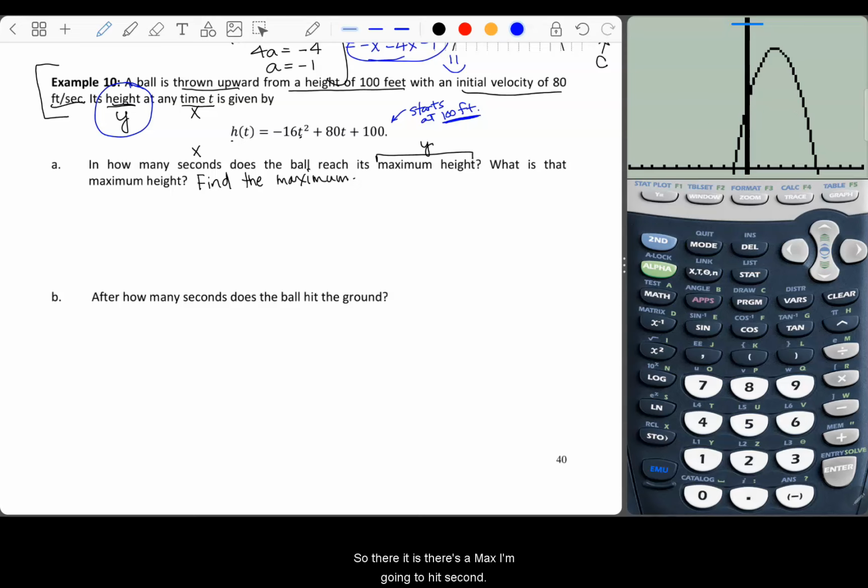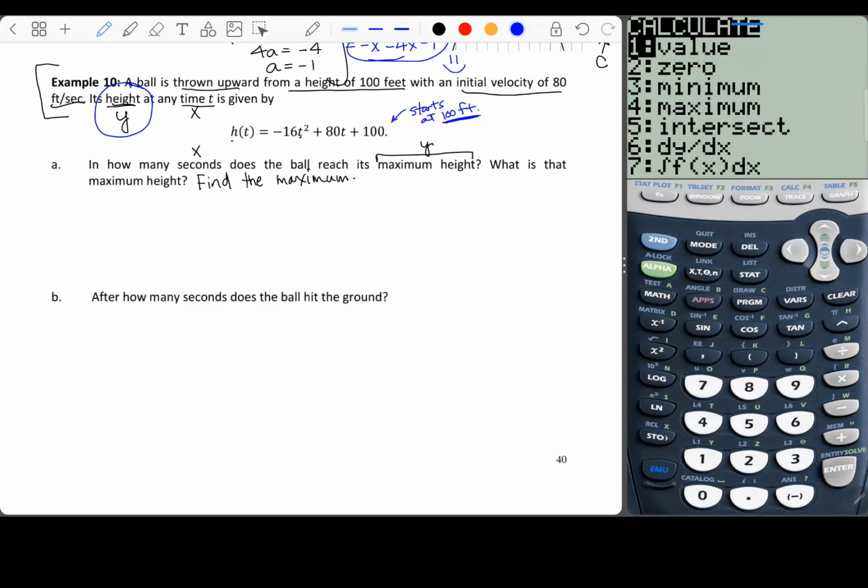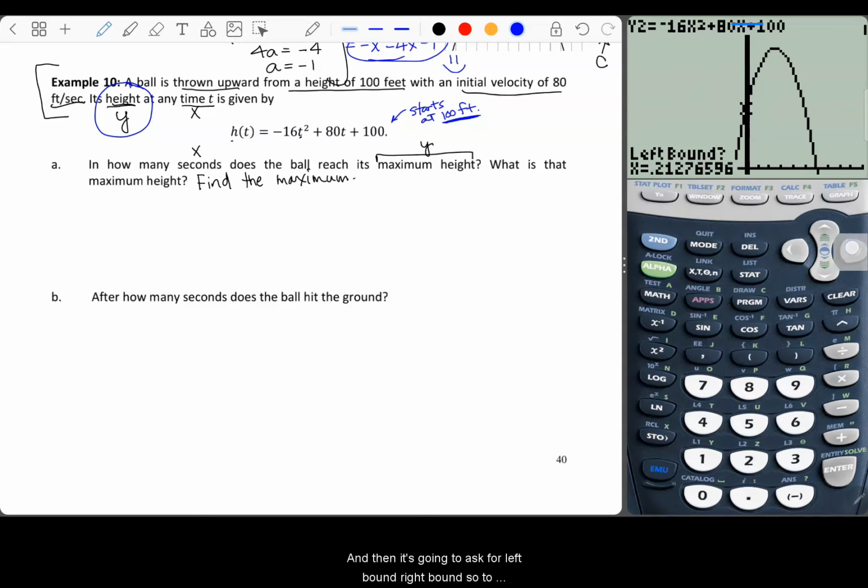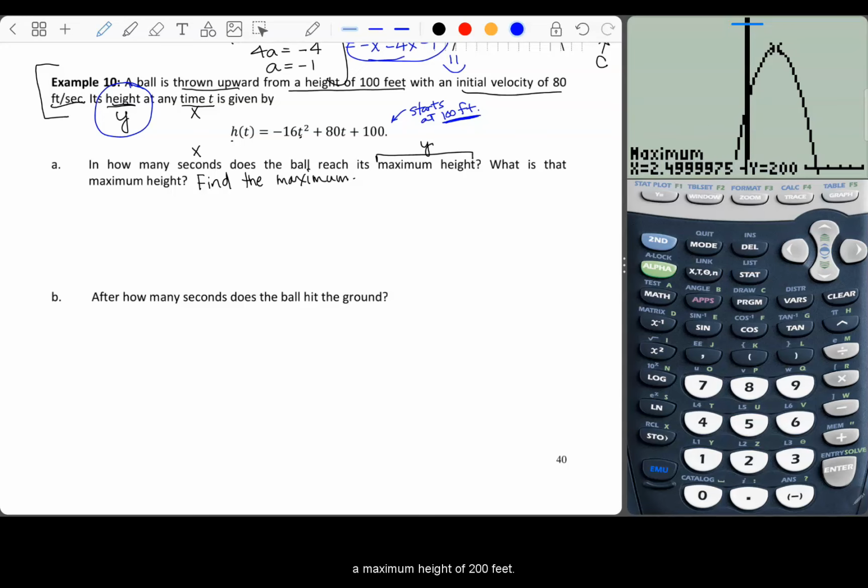I'm going to hit second, calculate. I'm going to choose maximum, number 4. And then it's going to ask for left bound, right bound. So to the left of the maximum, to the right of the maximum, hit enter and do a guess. And yeah, our maximum happens at 2.5 seconds, and the ball reaches a maximum height of 200 feet.